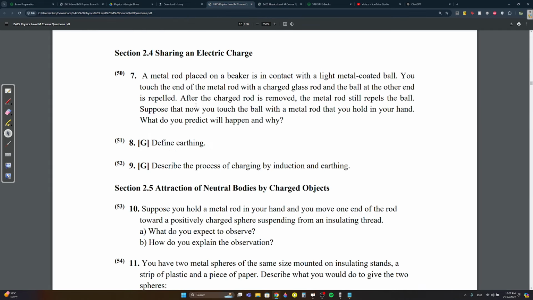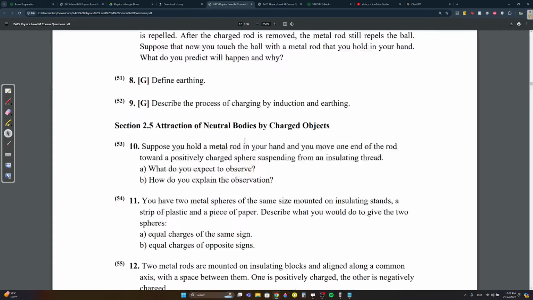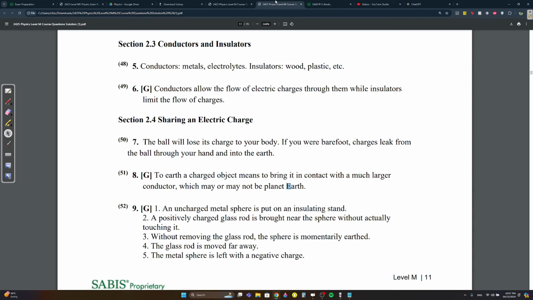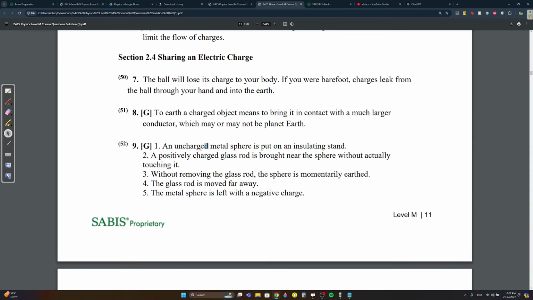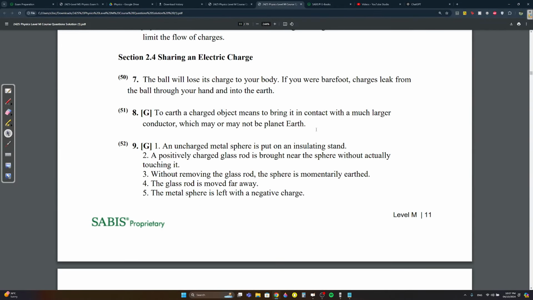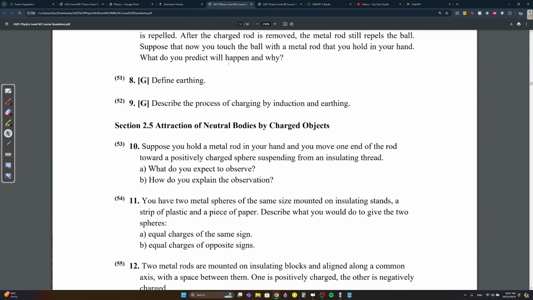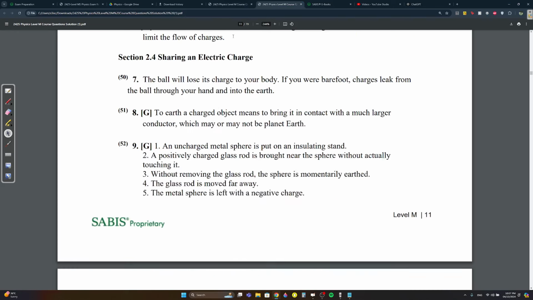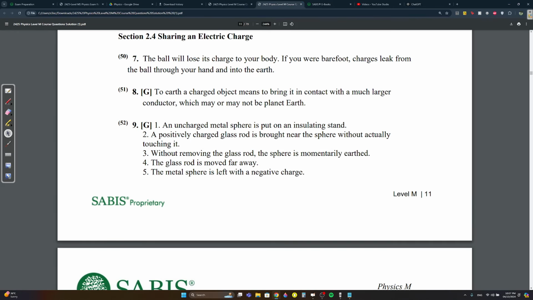Describe the process of charging by induction and earthing. To charge by induction means you don't touch it. There are two cases, and they want the second case, the one that has induction and earthing. The first thing is they get an uncharged metal sphere, and then they bring a positively or negatively charged glass rod near it, right?